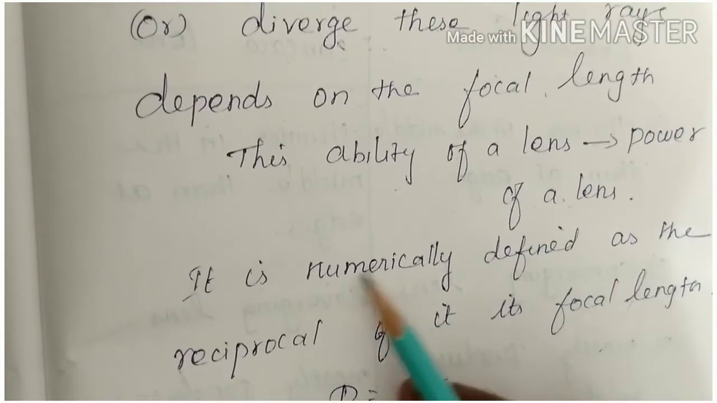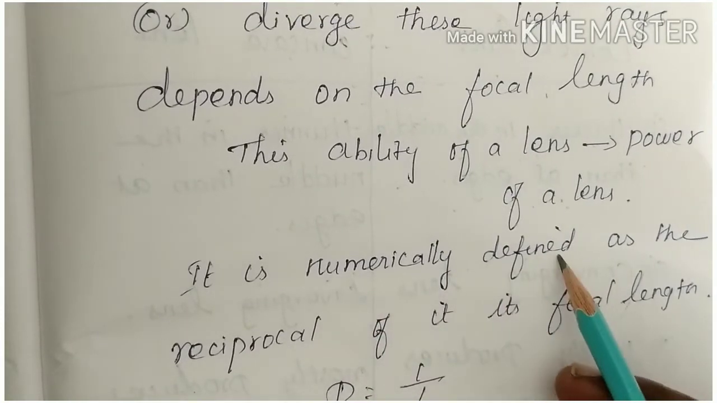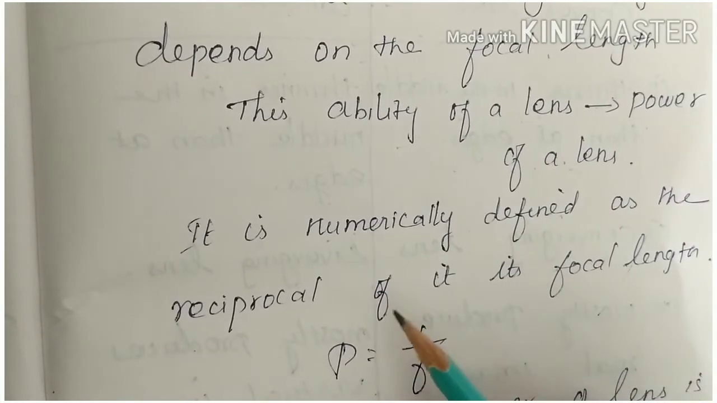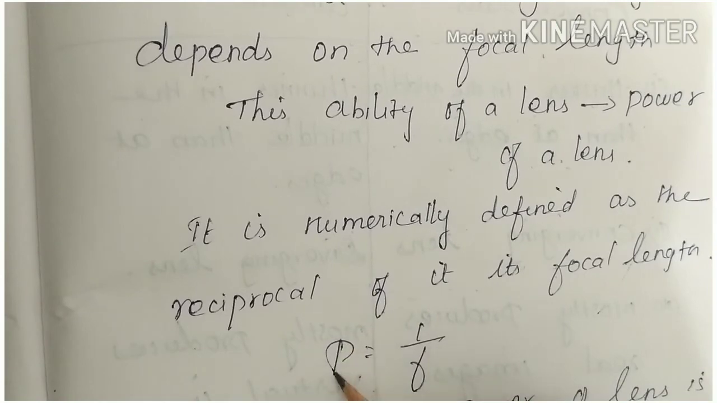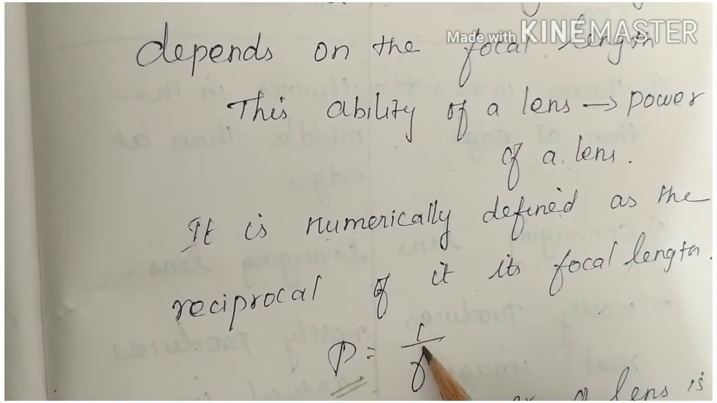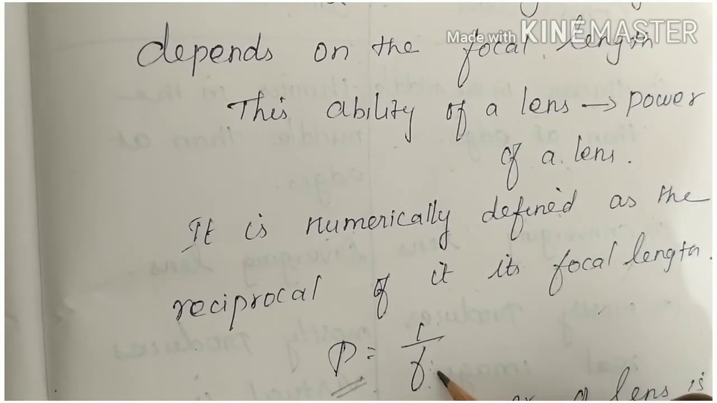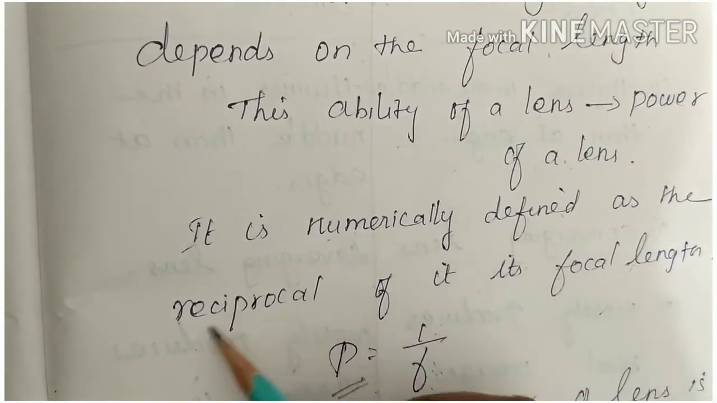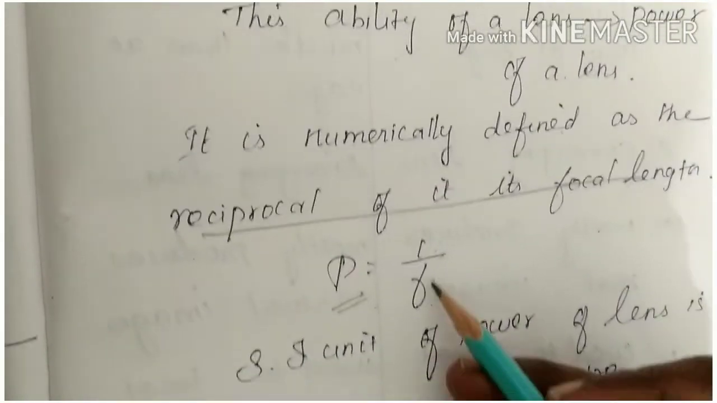But numerically we can define what the power of a lens is. It is numerically defined as the reciprocal of its focal length. The power of a lens is denoted by the letter P. P is equal to 1 by f, because the ability of convergence or divergence depends upon the focal length. The reciprocal of focal length is called the power of a lens. P is equal to 1 by f.